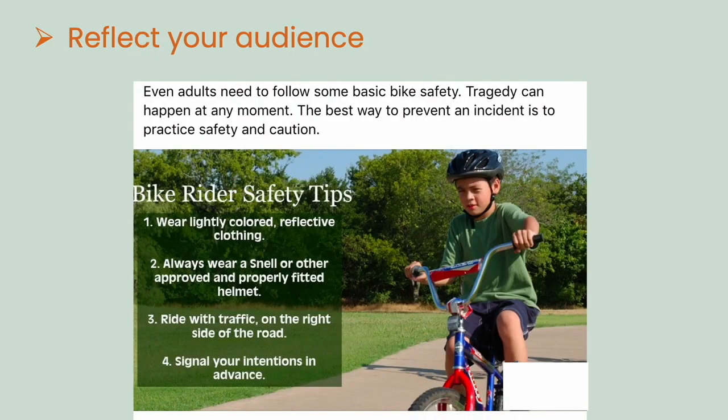The next step is to reflect your audience. There's nothing wrong with this photo necessarily. The child's wearing a helmet, he appears to be on a bike path of some type and away from traffic. But if you look closely, this post is aimed at adults. And so, obviously, if you're going to aim something at adults, you should show adults in the photograph. And while the child in this photo is following correct behaviors, the visual element just doesn't reflect the text or the audience for this post.